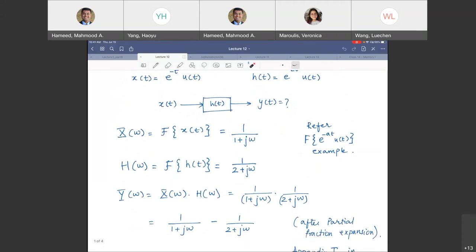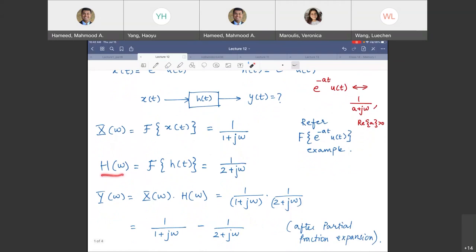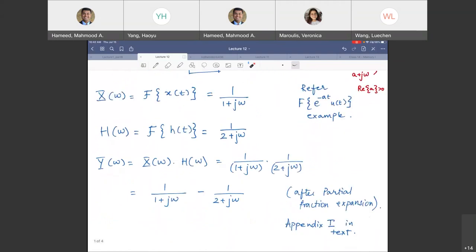Let's take a look at this. Fourier transform of x. I'm referring to the example here. I'm going to write it over there: e to the minus at u of t, Fourier transform, 1 divided by a plus j omega with real part of a greater than 0. It doesn't converge when real part of a is less than 0. Next. So by using this, over here I have a as 1, right? So the Fourier transform of e to the minus 1t u of t will be 1 divided by 1 plus j omega. Similarly, for the frequency response, I've got 1 divided by 2 plus j omega. You multiply them in the frequency domain, you're multiplying these two fractions. Multiply them, use partial fraction expansion. We are going to have a lot of partial fractions later on when we go to the Laplace discussion.